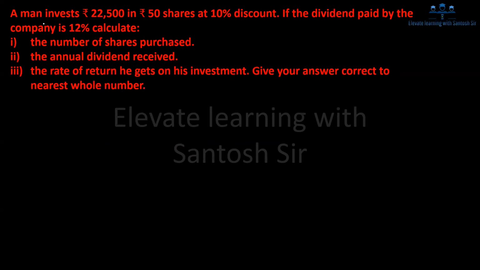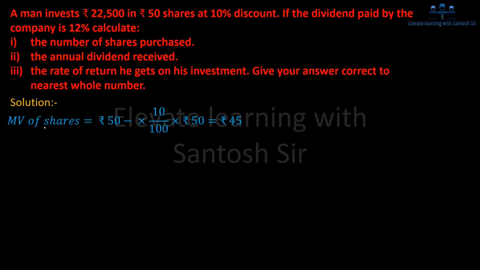Here, let's start. A man invests rupees 22,500 in rupees 50 shares at a discount of 10%. If the dividend paid by the company is 12%, so the rate is given over here, investment is given over here. Rupees 50 shares is the face value. 10% discount will help us to get the market value. The number of shares purchased is the question, along with the annual dividend and rate of return on his investment. Let us start.